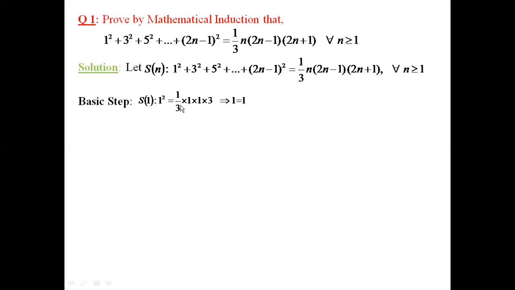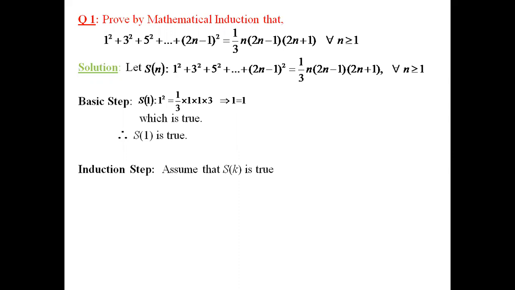Simplifying this, we see that left hand side is 1 square, which is 1 itself, and the right hand part after simplification is also 1. So 1 equal to 1 is a true statement. So we have proved the basic step. Therefore, S of 1 is true.